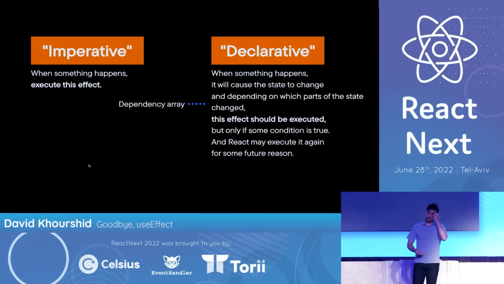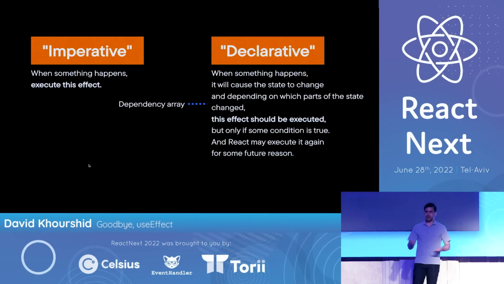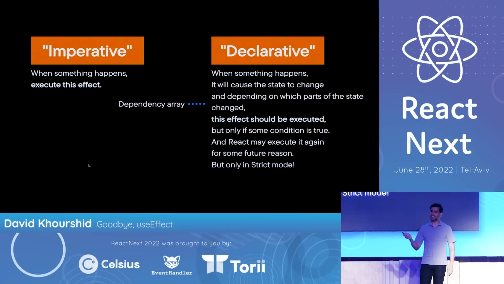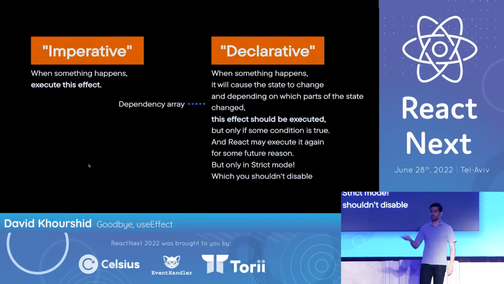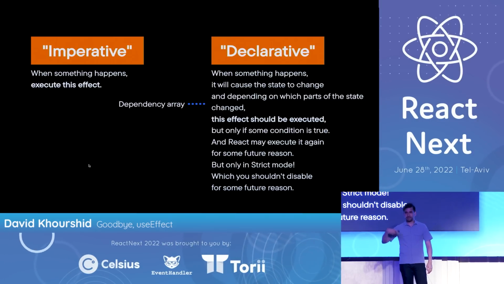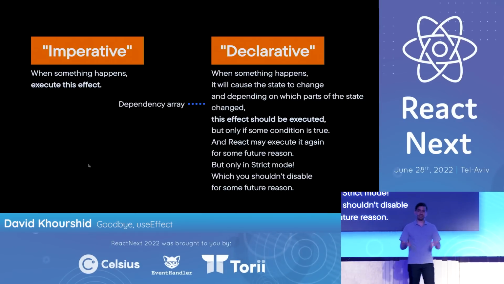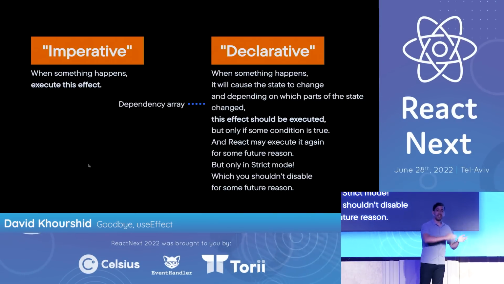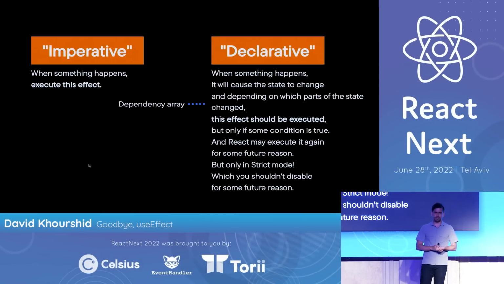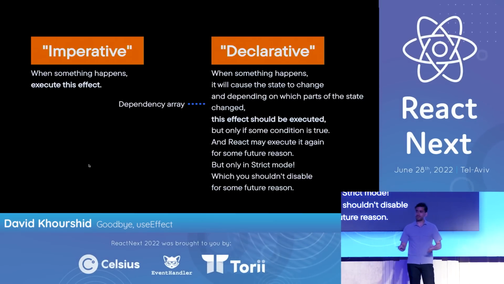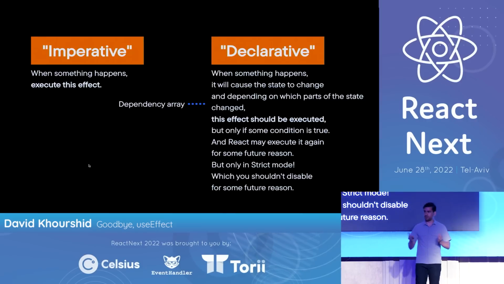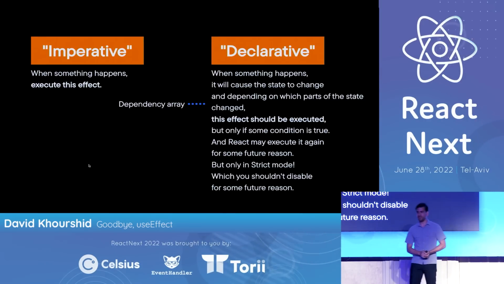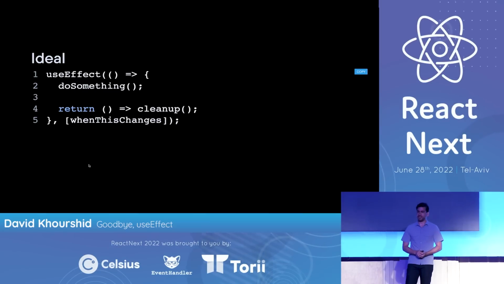Oh, and also React may execute it again for some future reason. I still don't completely understand the reason. Something about the off-screen API, maybe Kent knows better. But only in strict mode, which you shouldn't disable, by the way. Honestly, strict mode is there to prevent you from making mistakes that you were making in React pre-15, 16, so the whole class component API. And if you're writing modern React, most of strict mode will actually not apply to you. So that's something important to keep in mind.